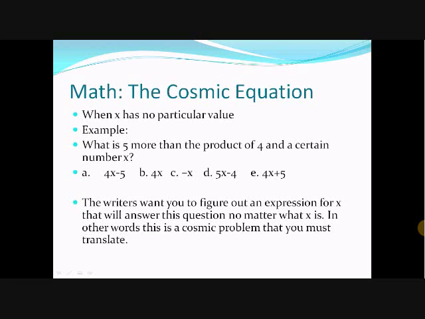If you look in the answer choices, they have variables like 4x minus 5 or 4x, and so on and so forth. The test writers want you to figure out an expression for x that will answer this question no matter what x is. In other words, this is a cosmic problem that you must translate. And for a lot of the cosmic equations, you have to know how to translate mathematical operations.